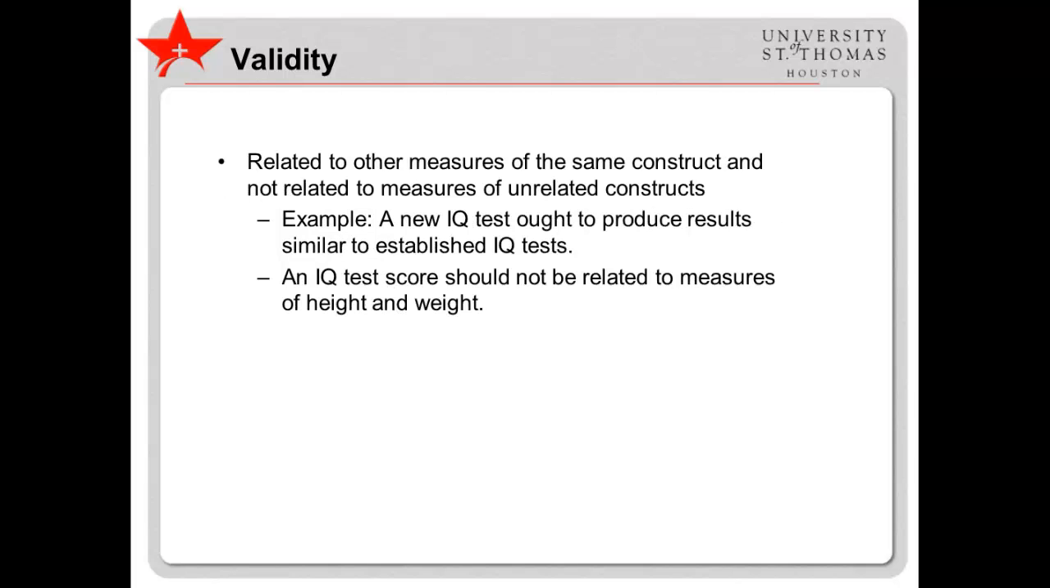In addition to having appropriate content, valid measures should be related to other measures of the same construct and not related to measures of unrelated constructs. For example, a new IQ test ought to produce results similar to established IQ tests, but an IQ test score should not be related to measures of height and weight.